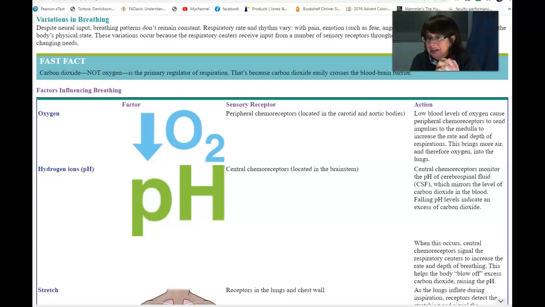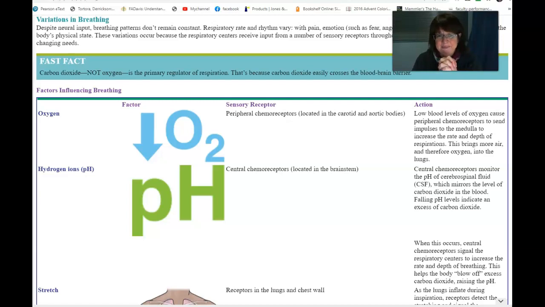It is voluntary, but it is automatic in the fact that the brain automatically signals it. And it's part of the brain called the medulla oblongata and the pons, which is part of the midbrain. But it is not oxygen that is the main regulator of the respiratory system. It is carbon dioxide. And the reason why is carbon dioxide easily goes across the blood-brain barrier.